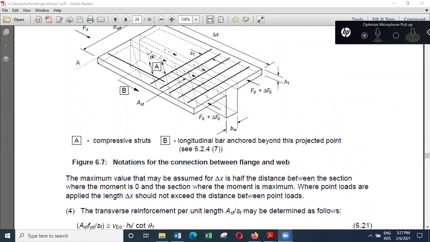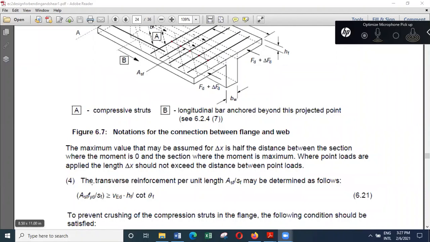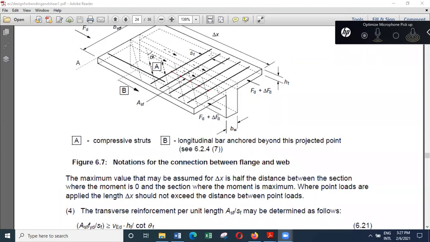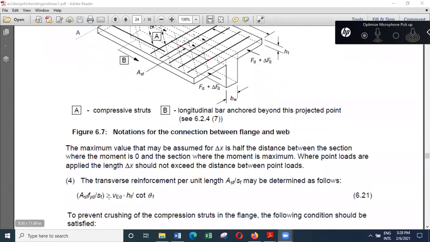And then if we need some reinforcement, then the reinforcement that we have to provide is given by this equation. And here you can see the steel area is given, the spacing of the reinforcement is given, ASF, and the height, HF, is the thickness of the flange. So if you need this reinforcement, that will be decided by the value of VED.